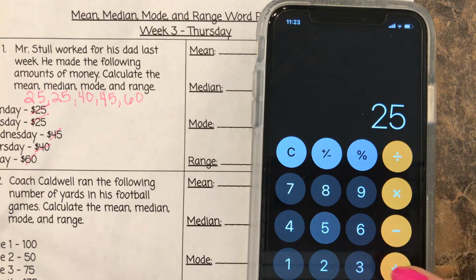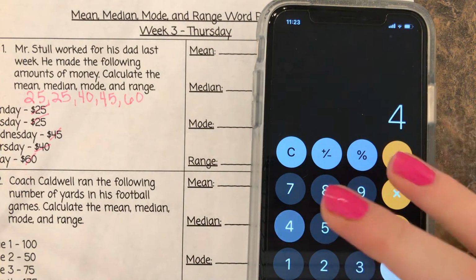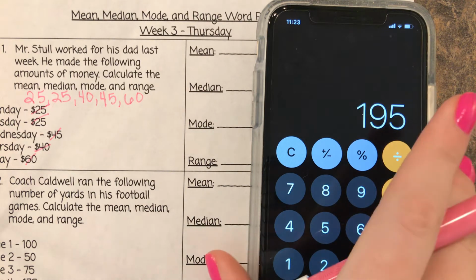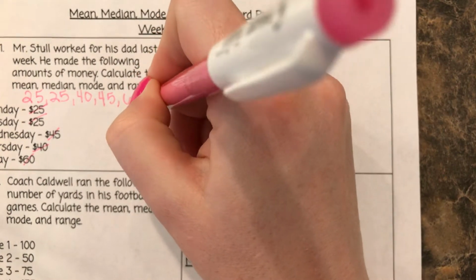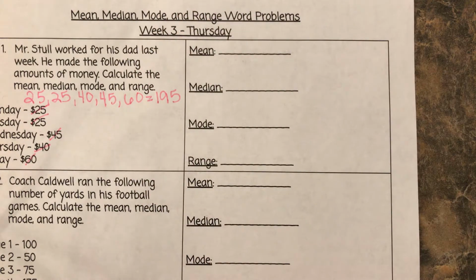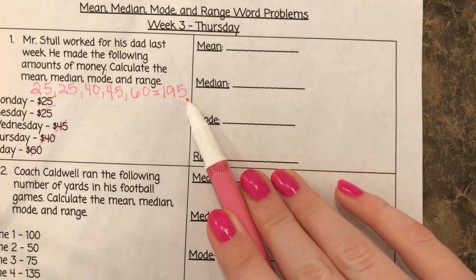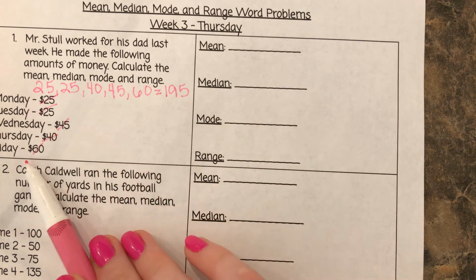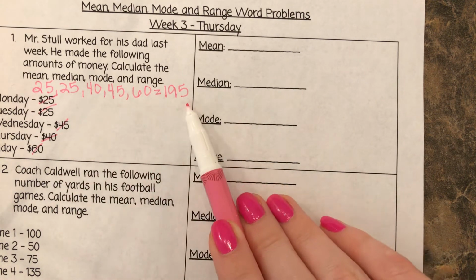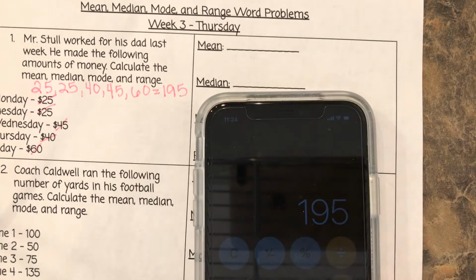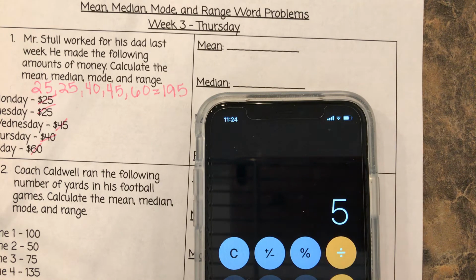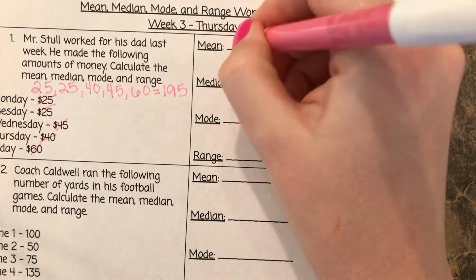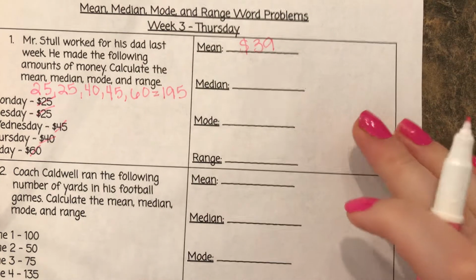All right, so 25 plus 25, 40, 45, and 60. So Mr. Stoll made a total of $195. Step 2, we know we need to take our total and divide it by the number of numbers in our set. So he worked 5 days. So that's 5 numbers. So we're going to take 195 and divide it by 5. So he, on average, made about $39 every day. And since we're talking dollars, we're going to put a dollar sign.